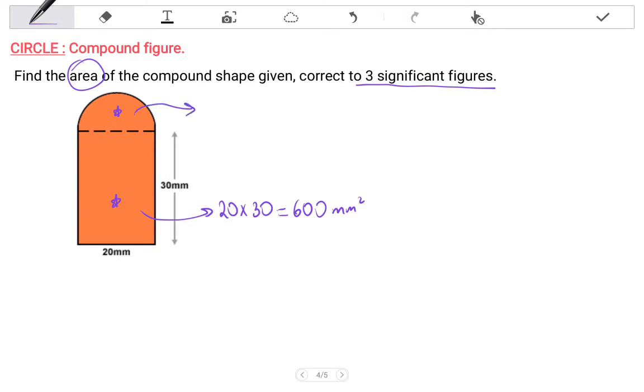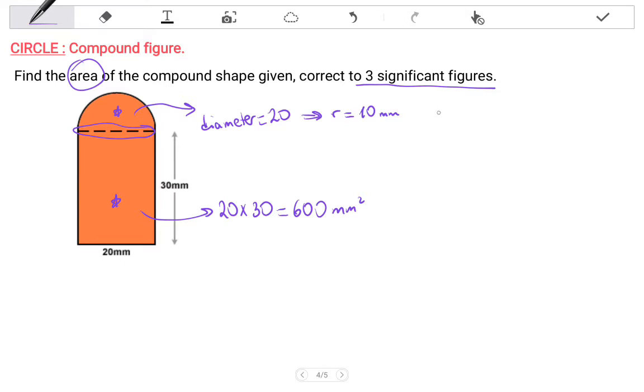And for the area of this semicircle, we need the radius. So this length, which is one dimension of the rectangle, is the diameter of this semicircle. So the diameter is 20, and I will have the radius, which is half of it, and it is 10 millimeters.